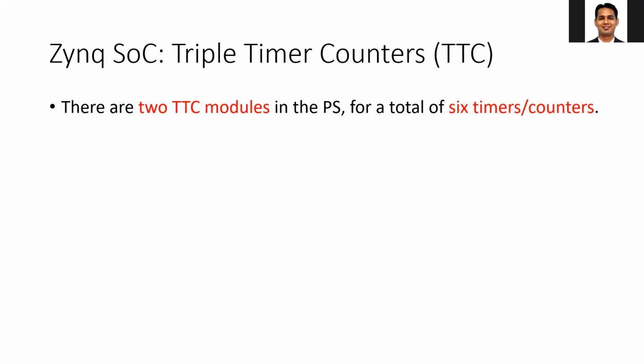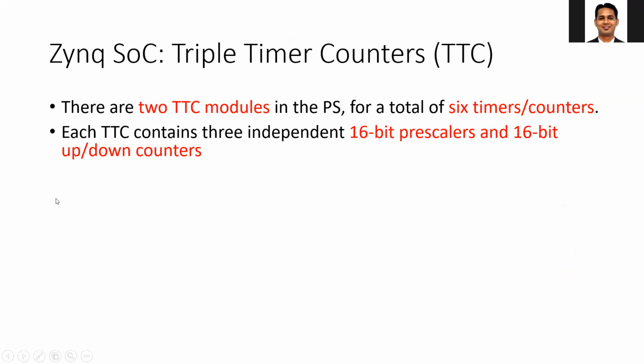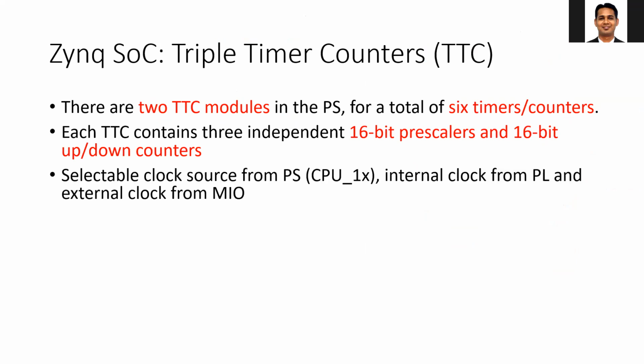There are two TTC modules in the PS in the Zynq SoC, so in total there are 6 timer counters. Each TTC contains 3 independent 16-bit prescalers. Compared to the 8-bit prescaler in the private timer, here you have a 16-bit prescaler, so your division range is quite large, and 16-bit up-down counters. Your clock can come from the PS as with the previous counters, or from the PL, or from external sources. So you have those options. In our lab, if you see our block diagram, we are using this clock only, but you can select some other clock as well.